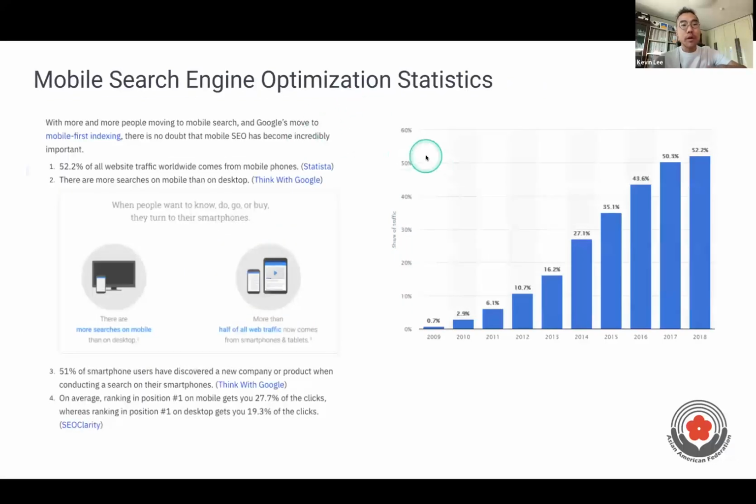So if you look at mobile search engine optimization statistics, as you can see, share of traffic is just going up. It's probably way higher now. 52.2% of all traffic worldwide comes from mobile phones. There are more searches on mobile than desktop. 51% of users have discovered a new company or products through search on their smartphone. So it's more than half, right? This is why being able to be discovered on your mobile phone in search results is extremely important.